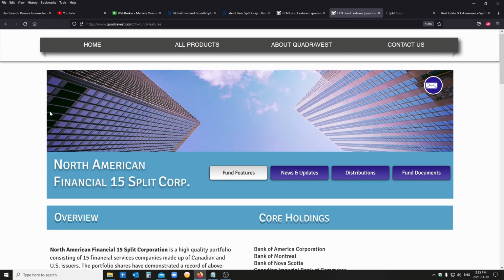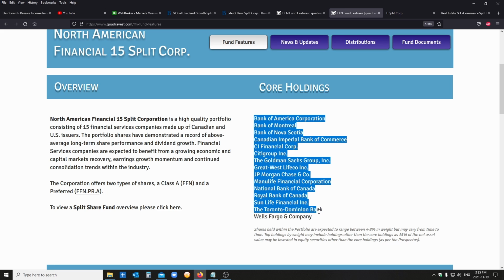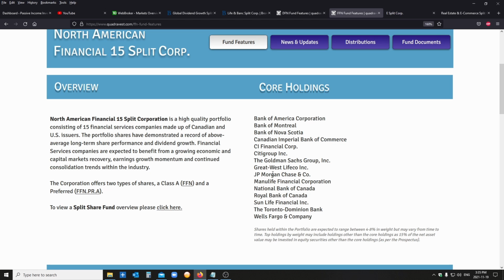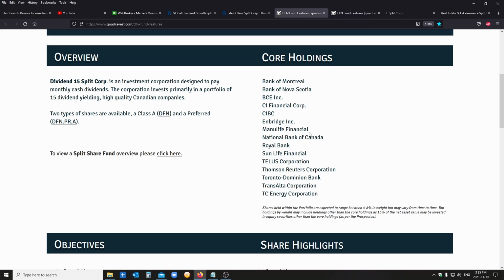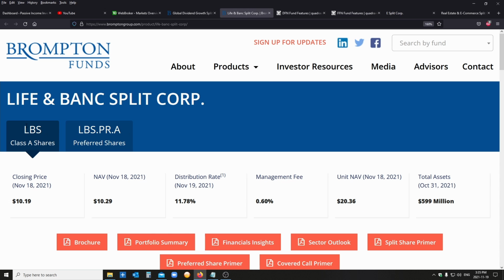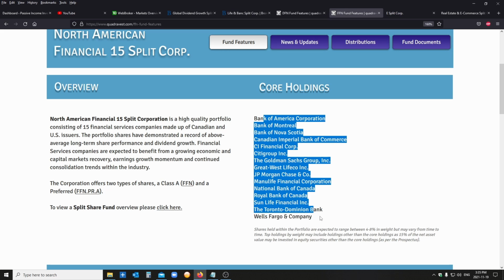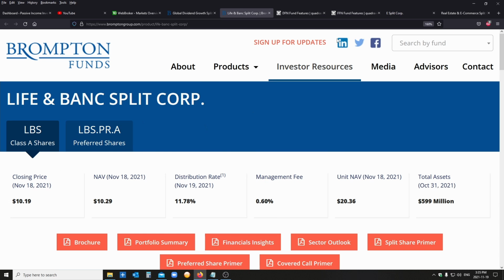Another one from Quadravest is the North American Financial 15 Corp. Like the name says, 15 financial companies. You have the companies here. There's some US and Canadian companies, but they're all financial. So it's much more concentrated than DFN, for example. This one is very similar to LBS because it's just financials, but it also has the American ones, where LBS only has the Canadian ones.